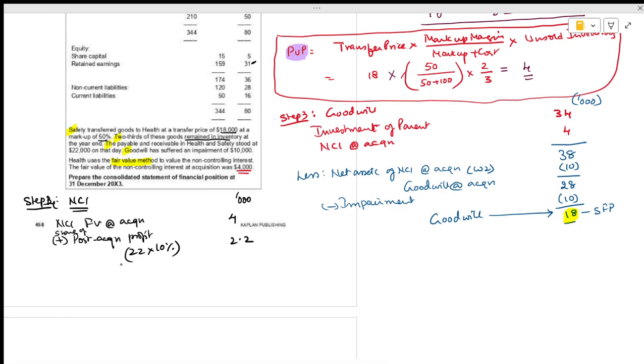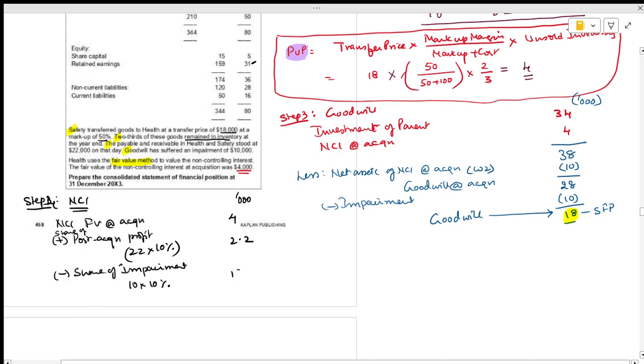Next, what do you have to do? The impairment of goodwill, NCI's share of impairment. How much goodwill has been impaired? 10. Is it 10 into 10%? How much will you get? 1. So 2.2 minus 1 gives 1.2. Okay.